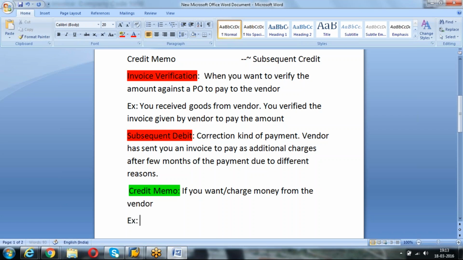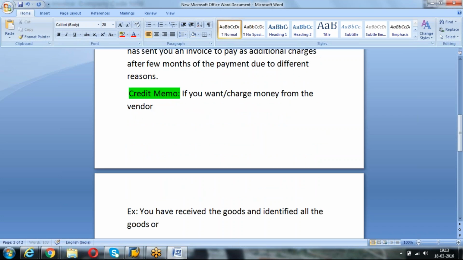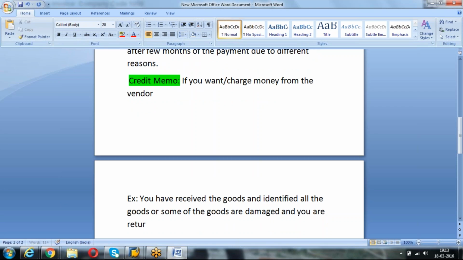For example, a lot of things will be there. For example, you have received the goods and identified that all the goods or some of the goods are damaged, and you are returning the goods back to the vendor.